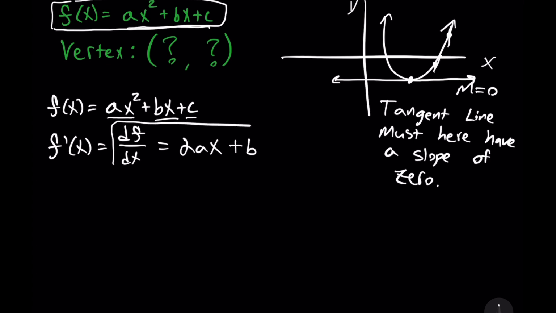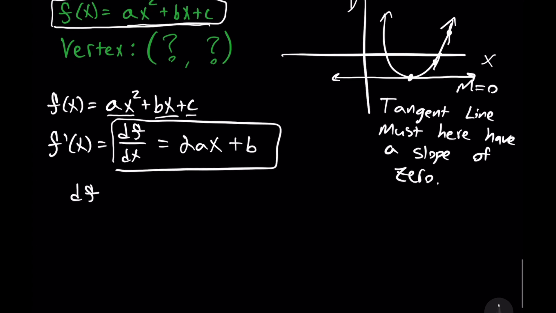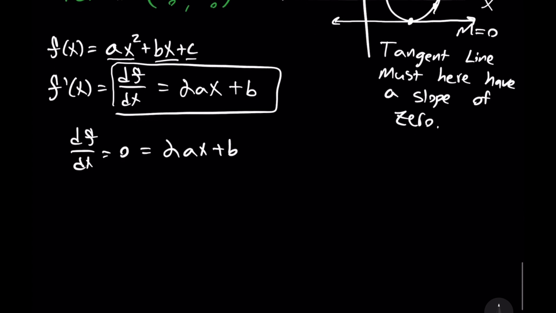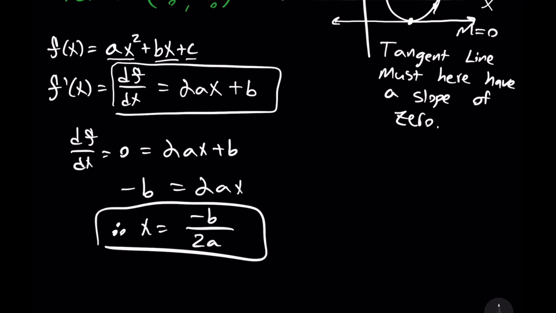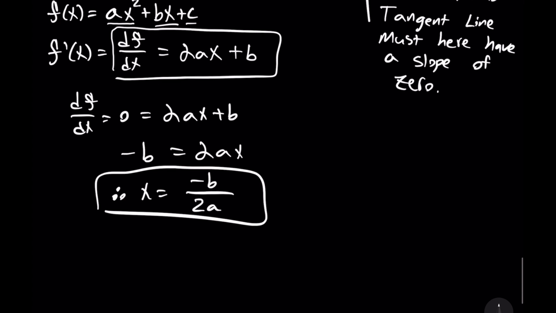So here is our important function. It will tell us the slope, the instantaneous slope, of any point on that parabola. Let's just set it equal to 0. So we'll say that df dx is equal to 0, is equal to 2ax plus b. We'll solve for x, so we get negative b is equal to 2ax. So therefore, x is equal to negative b over 2a. It's really as simple as that. So we found it.